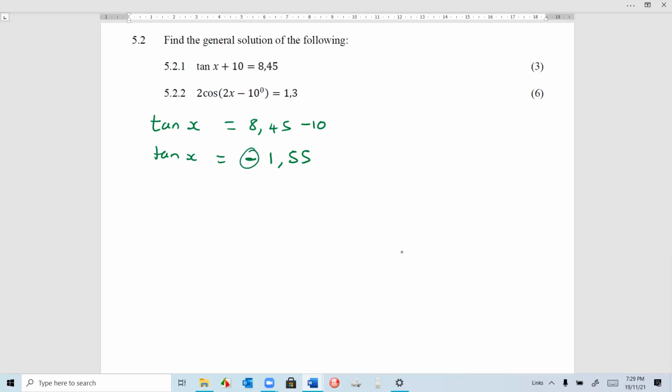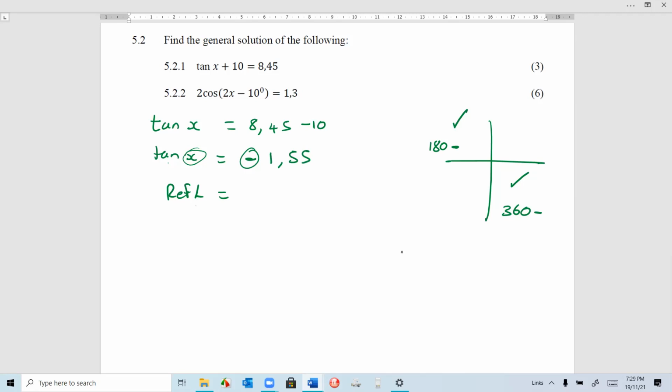Now, the negative means I need to check in which quadrant tan is negative. And tan is negative in quadrant 2 and 4, which is 180 minus theta and 360 minus theta. Okay, so our next step is to come out with a reference angle. To get your reference angle, remember, this whole thing represents the angle x. The only way you can get rid of tan is to shift it. In other words, use your shift key.